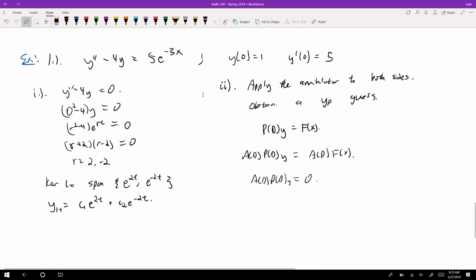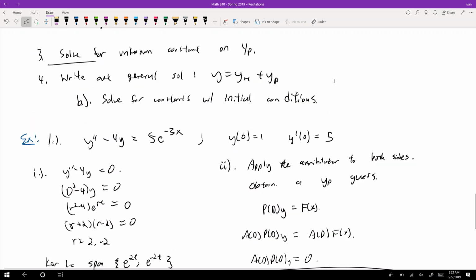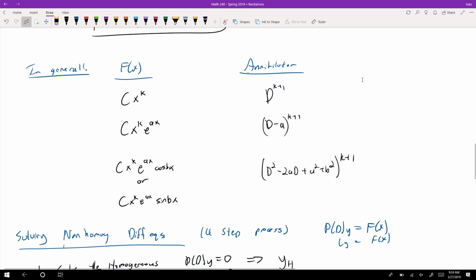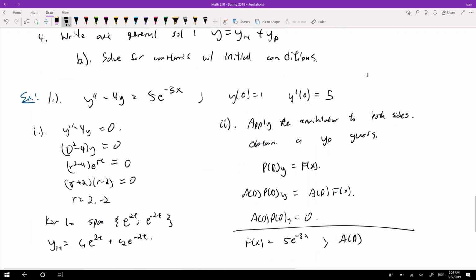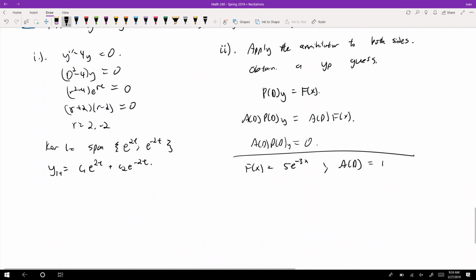Okay, so in our case, f of x is equal to 5e to the negative 3x. So what is A(D)? We have that table, or this common guess up here. We have 5e to the negative 3x, and so we should guess D plus 3 as the correct annihilator.